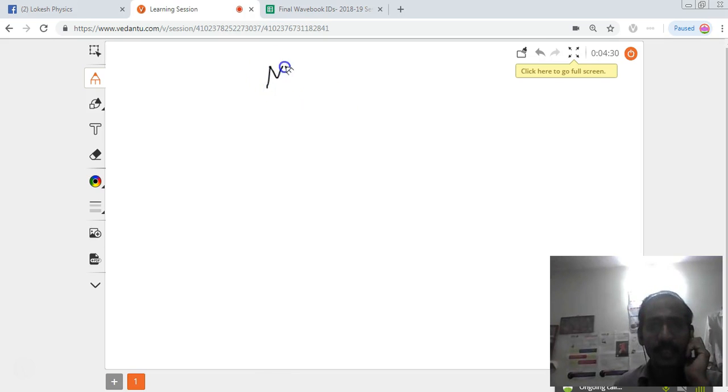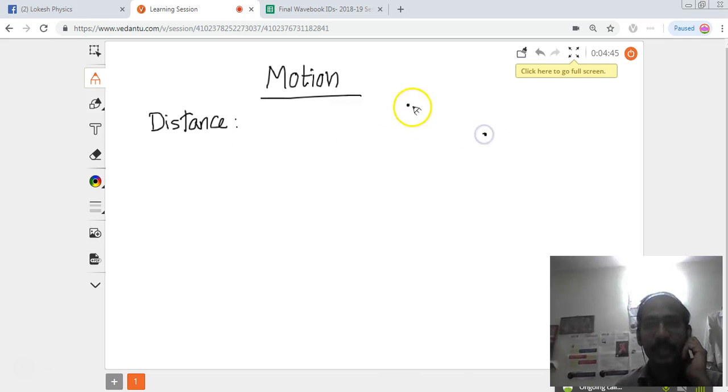In the motion chapter, we studied about distance. What is distance? Can we recollect? It is the actual path covered by an object. We can call it distance. What is displacement? The shortest distance covered by an object.